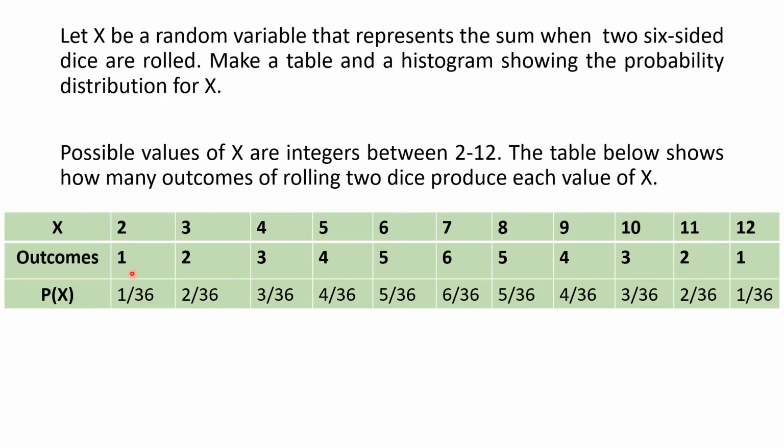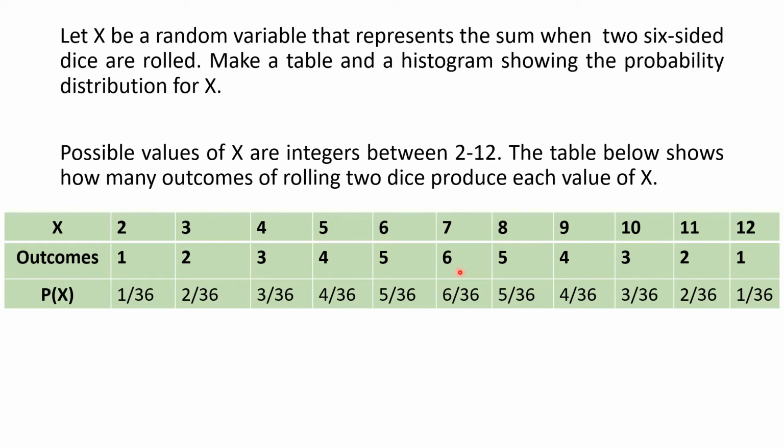So for example, one outcome over 36 different possible outcomes, because if you have two dice and 6 sides for each die, the total possible outcomes will be 6 times 6, 36. Okay, it is 2 out of 36, 3 out of 36, and so on. So you are just putting the outcomes over the total number of outcomes, which is 36.